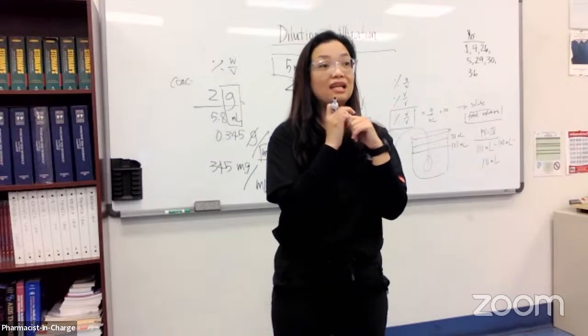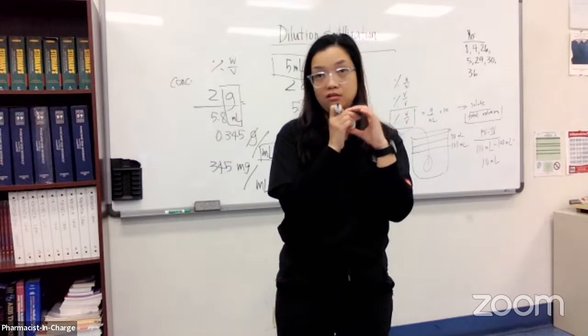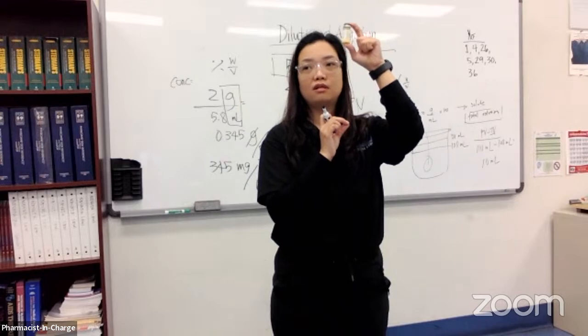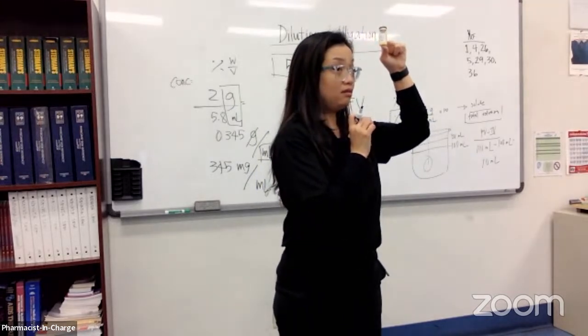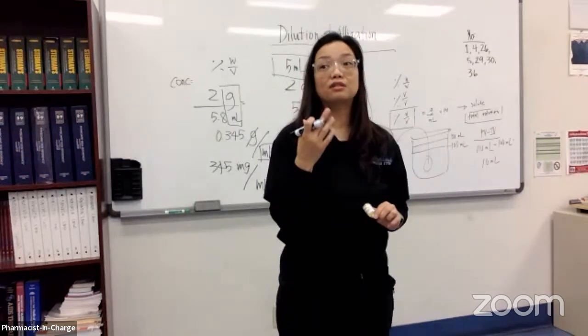You injected 10 ml of diluent. What is the powder volume of this powder? It ended up 10.1 ml. So 0.1 ml. That's the powder displacement.